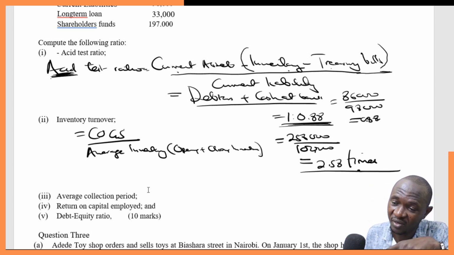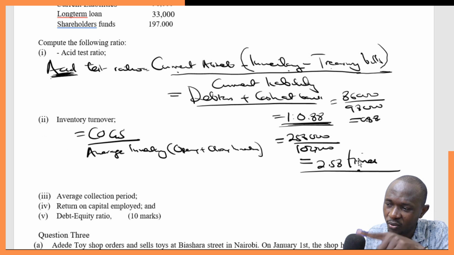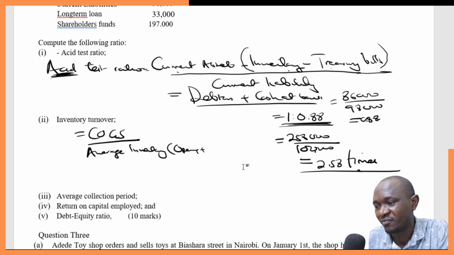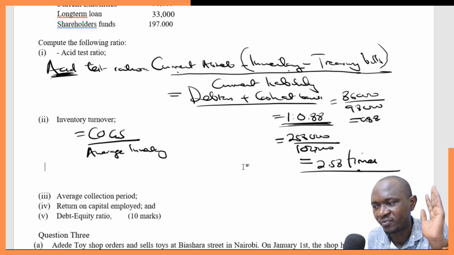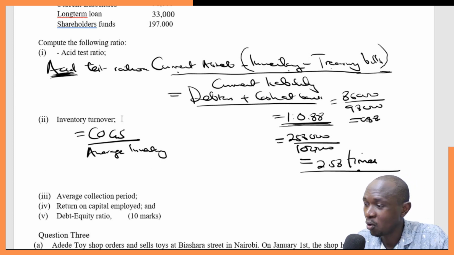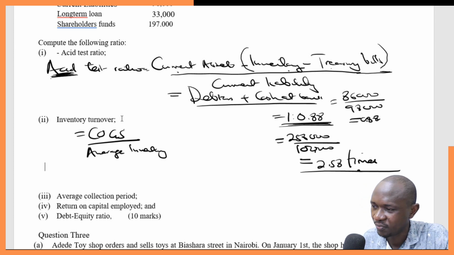We'll talk of 2.58 times, and that is the cost of goods sold, 258,000, divided by the average inventory, opening plus closing inventory, which in our case we don't have the opening, so we'll just assume 100,000 because that's the only inventory that we have. So cost of goods sold over average inventory, we have 2.58 times, the number of times, that is the turnover. We can either express it in days or the number of times. In this case, we'll go with 2.58 times. Remember, the units are very important.